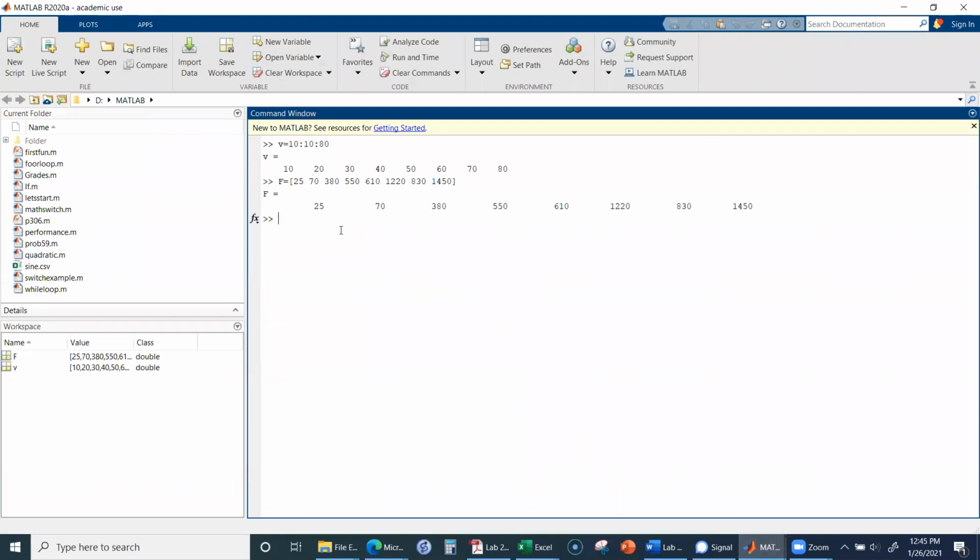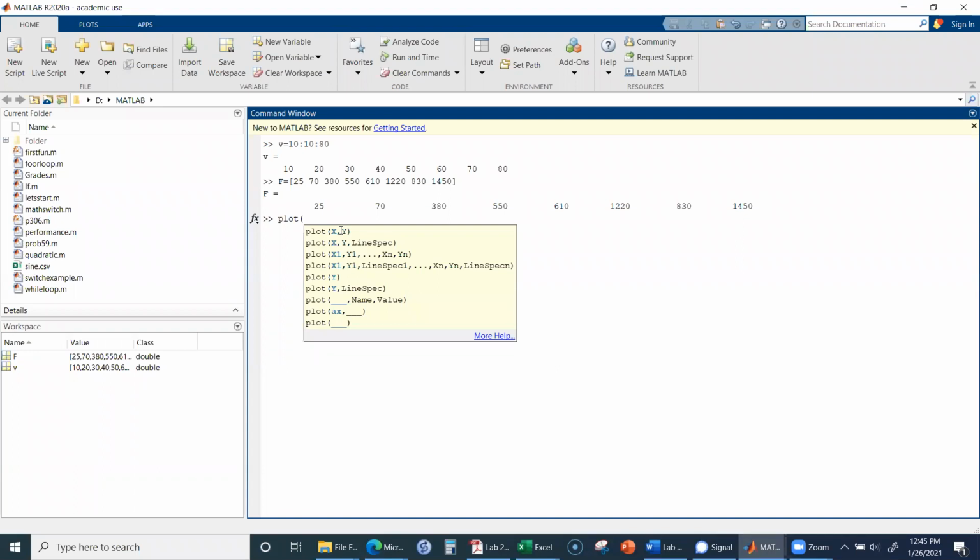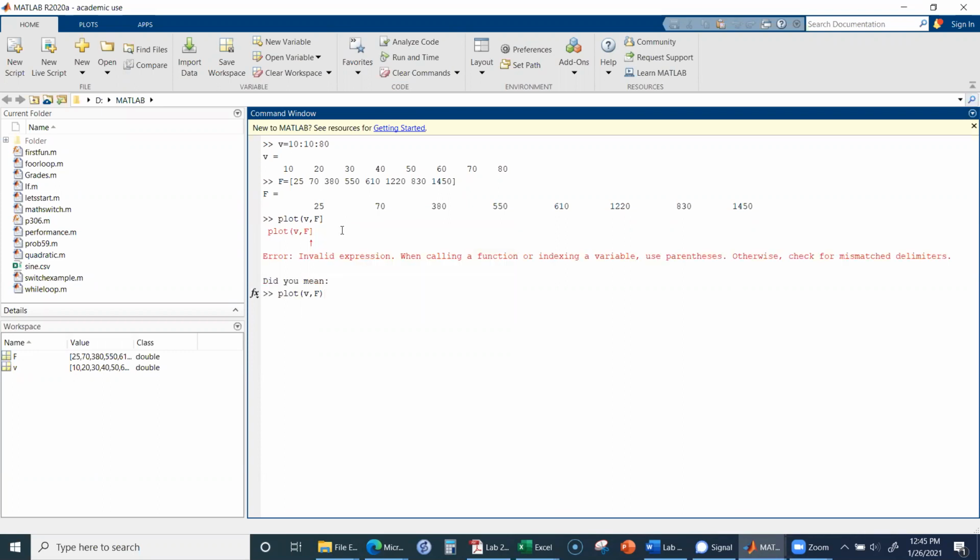So what I can do is plot the graph, plot V versus F. Okay, and you can enter it. So there is some error. Invalid expression. So I made some mistake. Yeah, because I put the square bracket over here. So it is suggesting me the correction. So this correction seems fine. And then the command has operated.